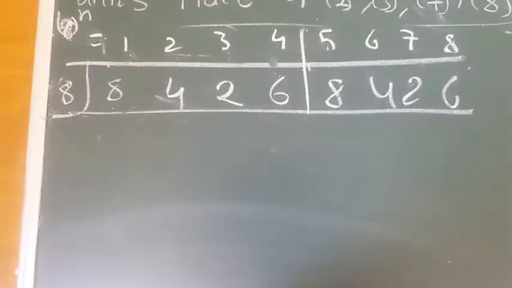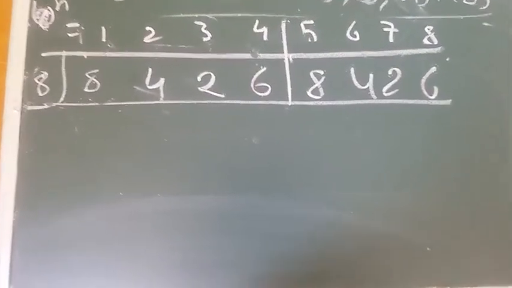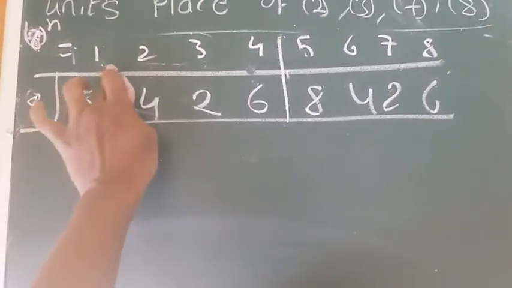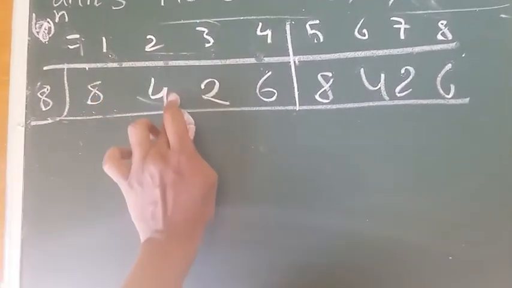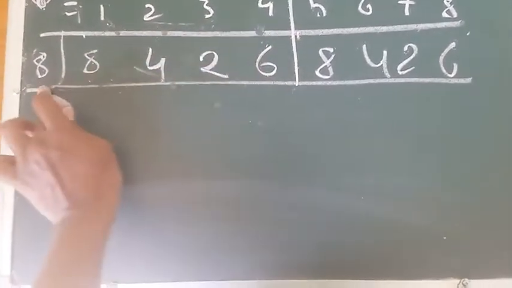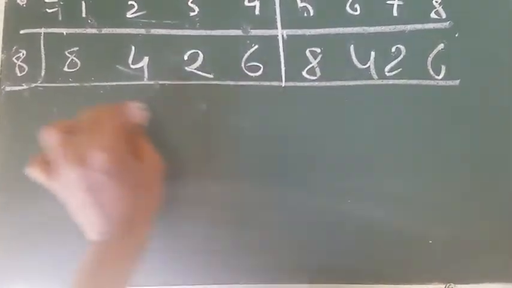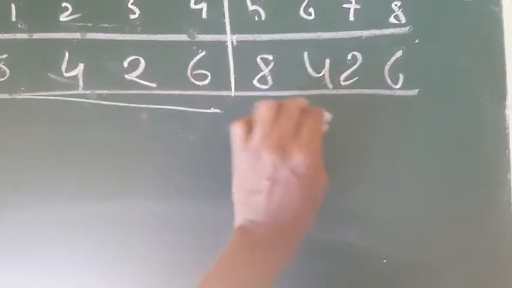Let us see the next one, 8 power n. This is the last one. 8 power 1 units place is 8, 8 square units place is 4, 8 cube units place is 2, 8 power 4 units place is 6. And this cycle repeats for every 4 numbers.